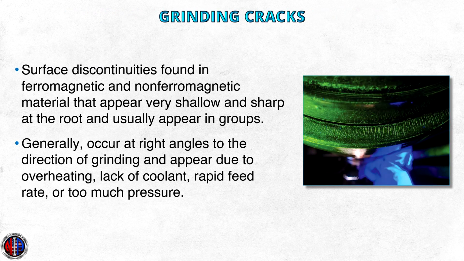Grinding cracks. Grinding cracks are surface discontinuities found in both ferromagnetic and non-ferromagnetic material that appear very shallow and sharp at the root and usually appear in groups. Grinding cracks generally occur at right angles to the direction of grinding and are attributed to overheating, lack of coolant, rapid feed rate, or too much pressure. The image shown here is of grinding cracks located using the magnetic particle testing process.